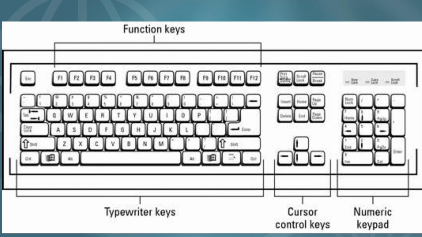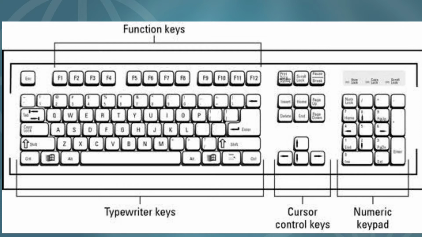The major categories of keyboard keys are four: the numeric keys, function keys, cursor control keys, and the typewriter keys. Typewriter keys are also known as alphanumeric keys or character keys. The first keys shown on the keyboard, in the top row, are the function keys. There are 12 function keys on a normal keyboard. The function associated with each key differs from software to software.